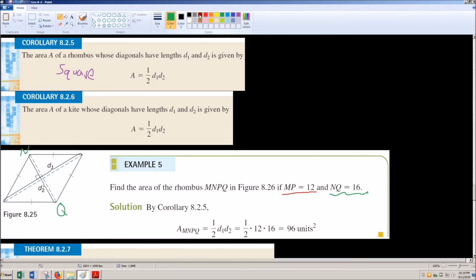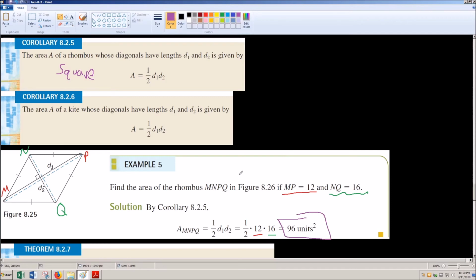So there's NQ. And we got MP. So here we got 1/2 of 12 times 16, and it gives us 96. So again, pretty straightforward and easy to do.